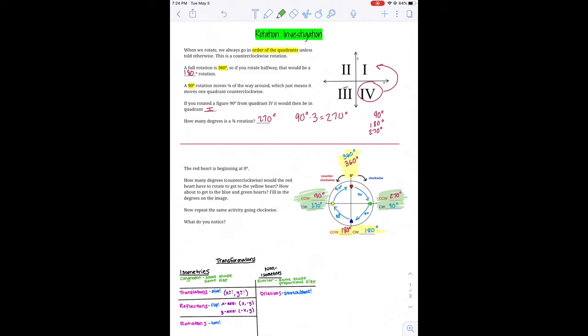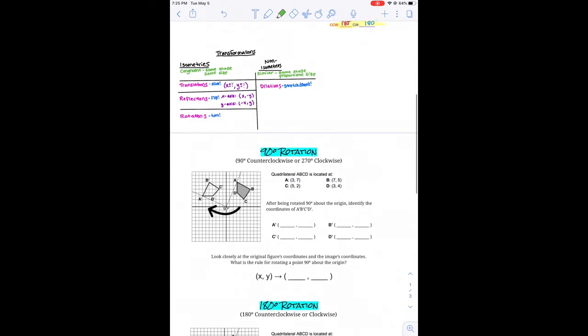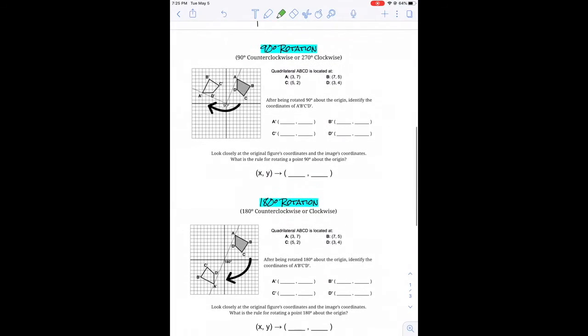Those kind of flip. So 90 degrees counterclockwise is the same as 270 degrees clockwise and vice versa. So that's something to keep in mind. Yeah, I think those are the main points of what they wanted us to see here. Now we're going to go through each of the 3 rotations that I told you about.